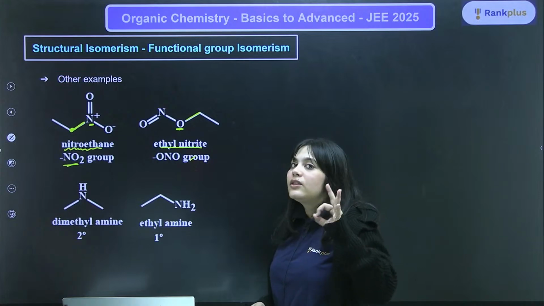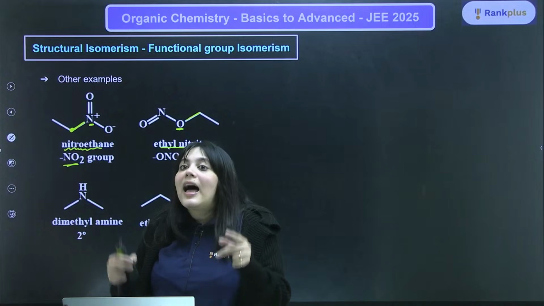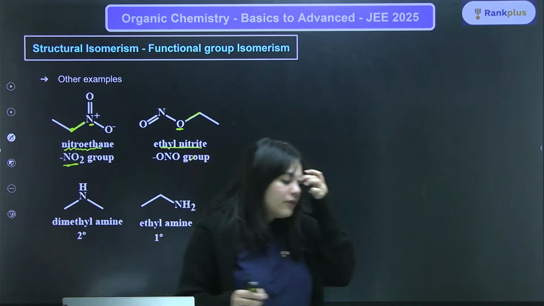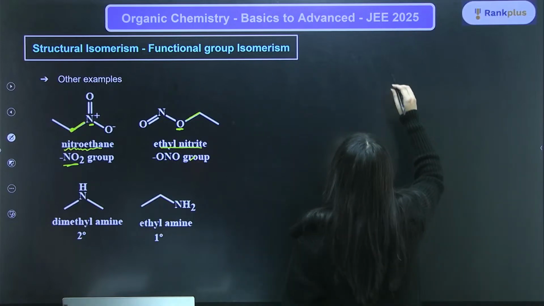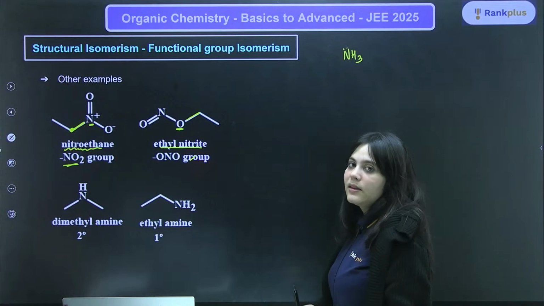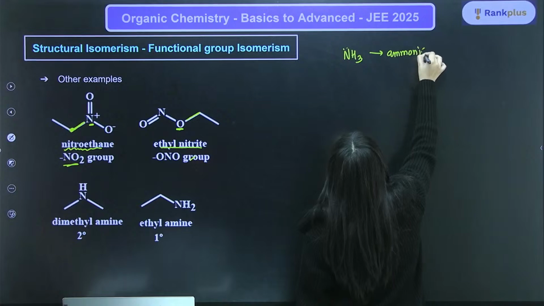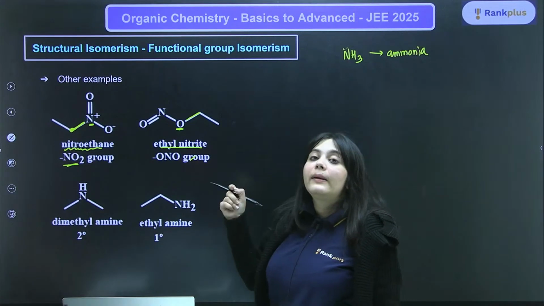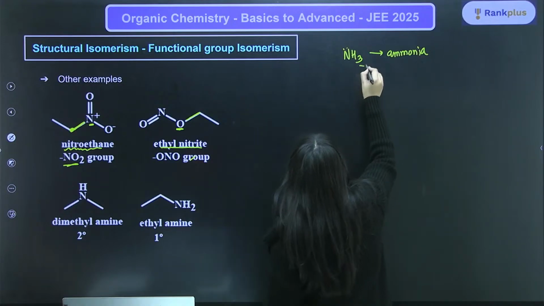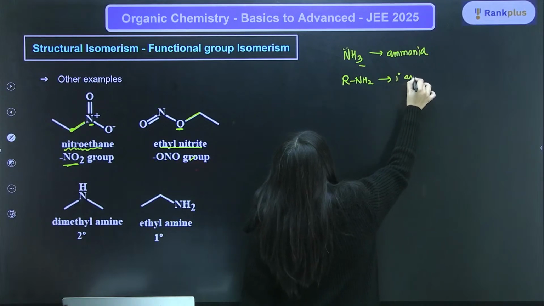All the 3 kinds of amines, which are primary amine, secondary amine, and tertiary amine, are actually different kinds of functional groups, right? For example, look over here. What is amine? If I've taken ammonia like this, what is this molecule called? This molecule is called ammonia. Now, what if I start replacing the hydrogens of ammonia one by one? When I replace one hydrogen, it becomes RNH2, right? This is your primary amine.